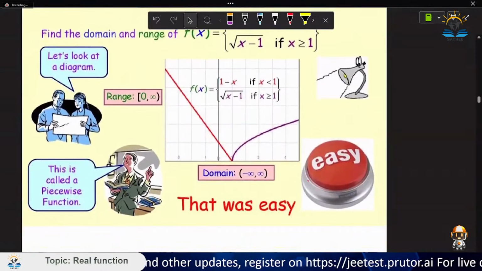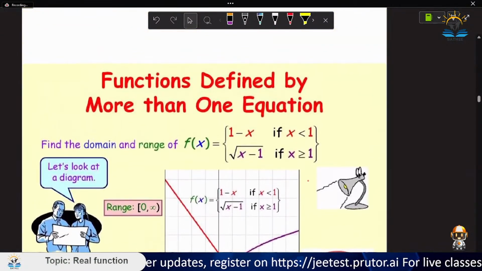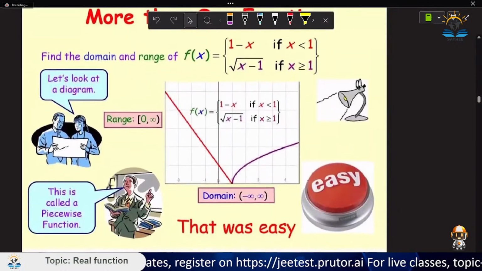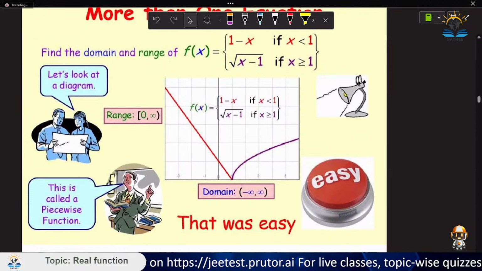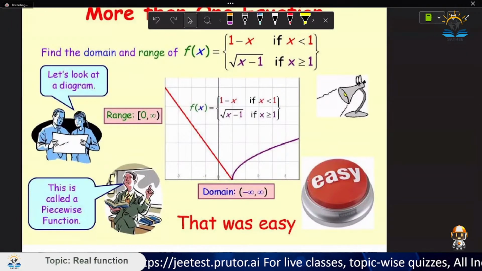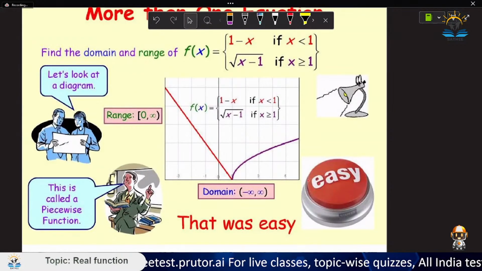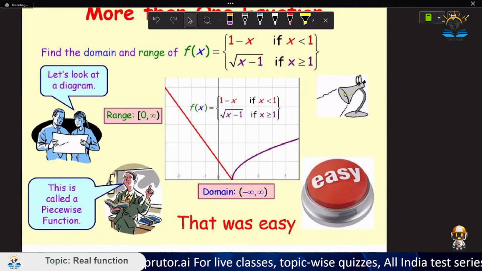For example, if you plot the graph of 1 minus x and root of x minus 1, it will easily tell you the domain and range of it. It can easily be seen that the function is never going below 0. So its range is 0 to infinity, and the domain is of course real.